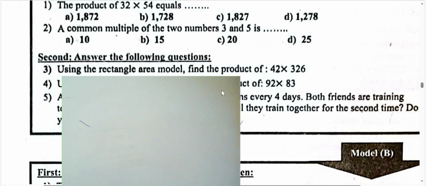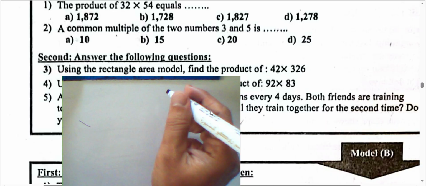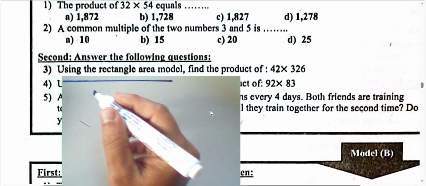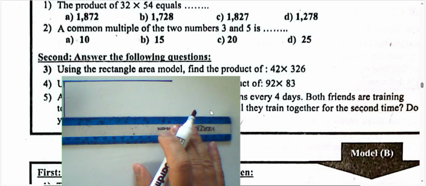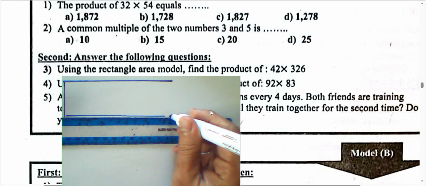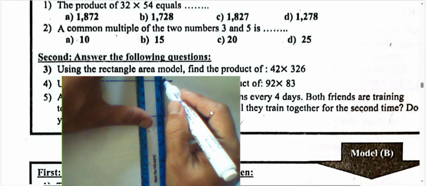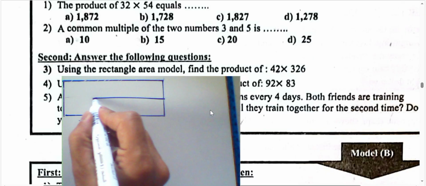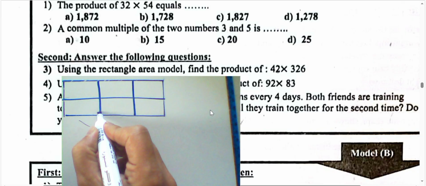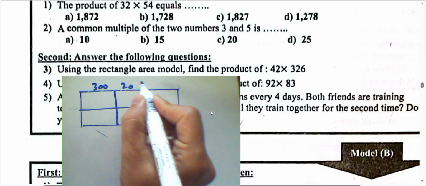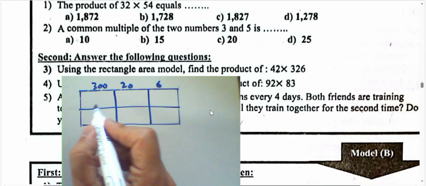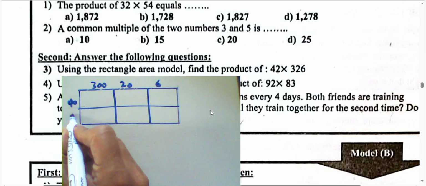Using the rectangular area model, find the product of 42 and 326. Okay, we can draw a rectangle here and divide it into 3 parts vertically and 2 parts horizontally, because 326 equals 300 plus 20 plus 6. Right here 300, 20 and 6, and the second number 42 equals 40 plus 2.